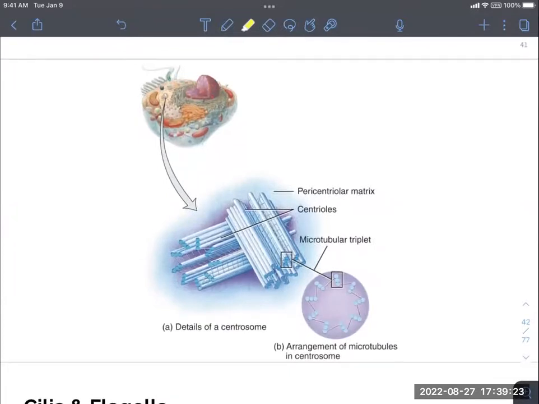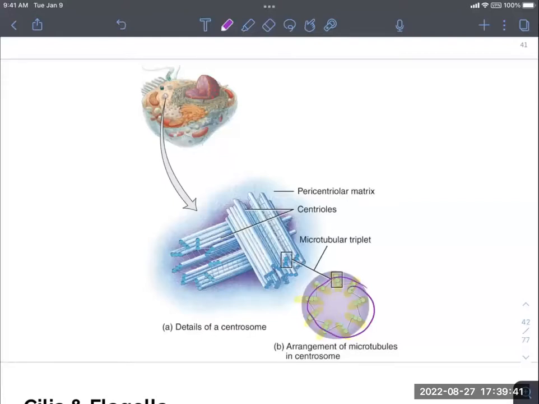So if we look over here, we've got the 3 microtubules together forming that microtubule triplet. They are all formed around in a circle.